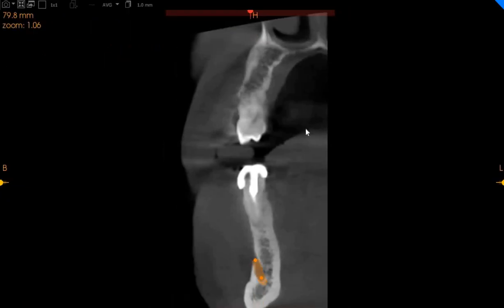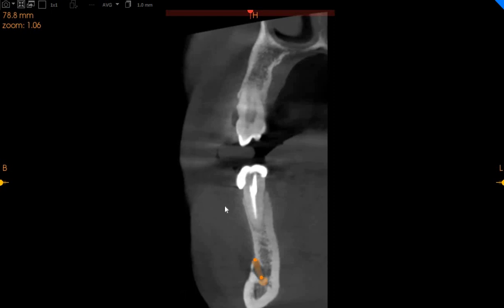This is the transaxial view, which is basically the proximal view. The lower right 5 is short, and the obturation is short by approximately 3.4 millimeters.